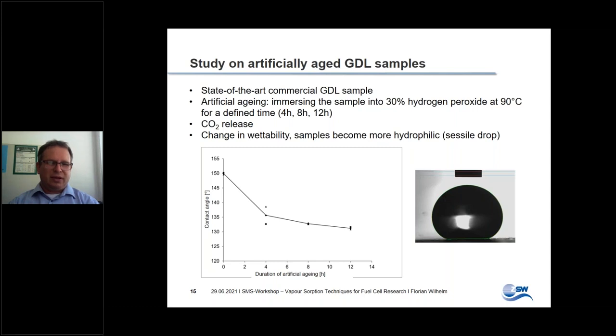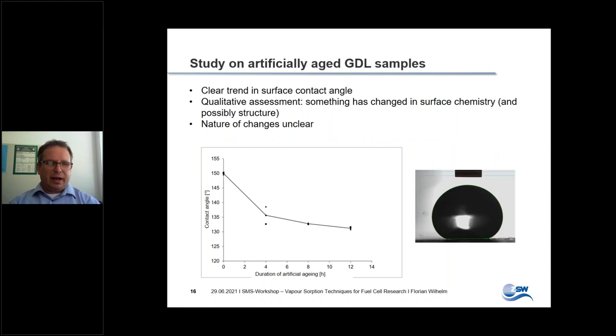So 150 and above is much higher than the value for pure PTFE, and PTFE is usually employed as a hydrophobizing agent in GDLs. That shows you that we have a really high impact of the surface roughness of the sample in addition to the surface chemistry. And so it is very interesting to find out what and how the surface chemistry of this sample changed. And for this, we employ the technique of inverse gas chromatography.